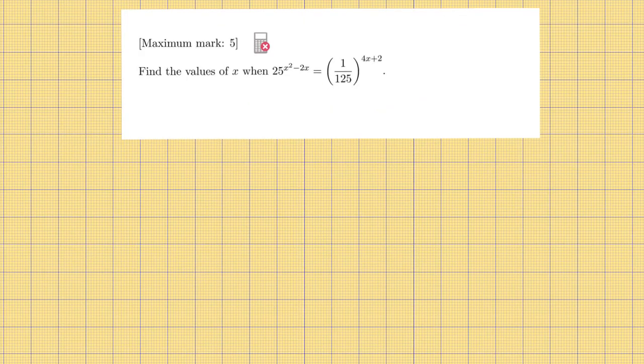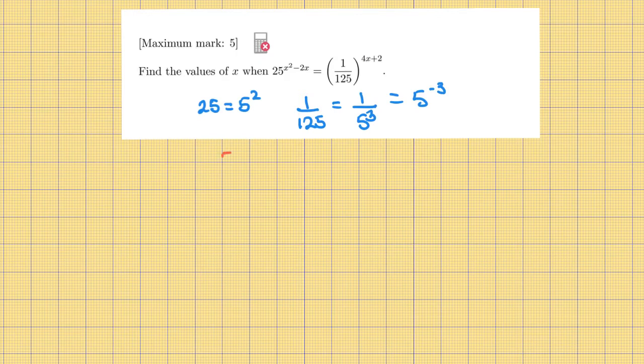So another example is find the values of x when 25 raised to the power of x squared minus 2x equals 1 over 125 raised to the power of 4x plus 2. Again, the first thing is to get the bases the same. So 25 is equal to 5 squared, and 1 over 125 is equal to 1 over 5 cubed, which is equal to 5 to the power of minus 3.